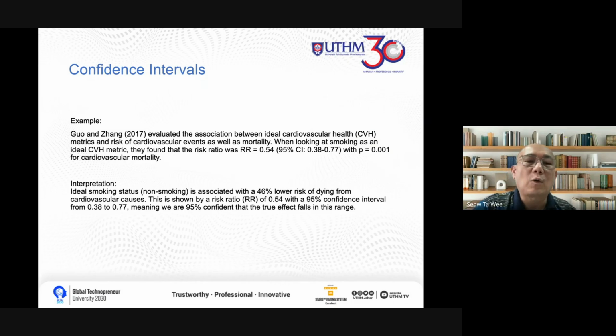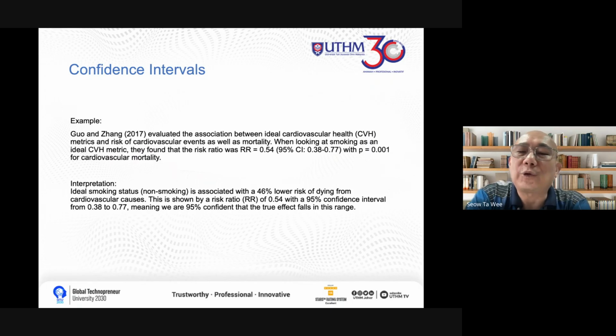This is a statement from Guang and Zhang. They evaluated the association between ideal cardiovascular health (CVH) metrics, which relate to heart disease, and the risk of cardiovascular events as well as mortality. Looking at smoking as an ideal CVH metric, they found that the risk ratio, RR, was 0.54 with a 95% confidence interval, and p was 0.001 for cardiovascular mortality.